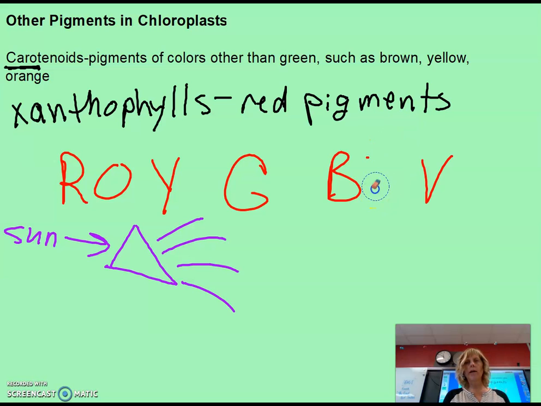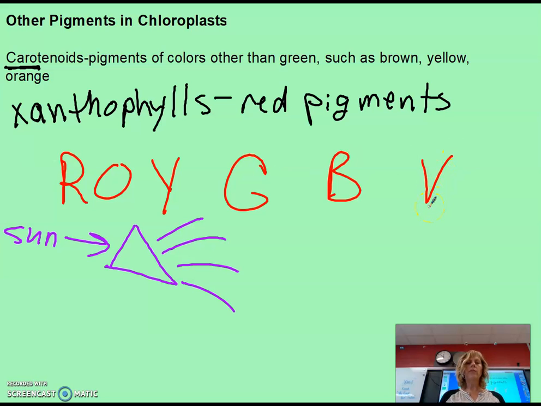I'm going to erase the I out of here, even though we kind of write that in there, but this is the visible spectrum, right? Red, orange, yellow, green, blue, violet. Sometimes we say indigo. Indigo is actually not really there. We kind of add that in, but it's really not there. So these are the colors of light that are present in sunlight.